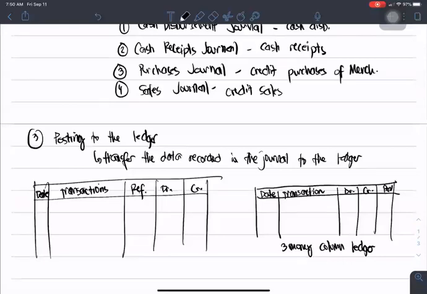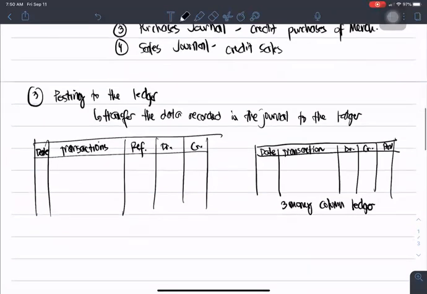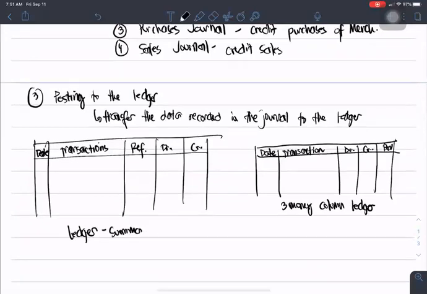When we say we transfer the data recorded in the journal to the ledger, we transfer the recorded data by placing the amount or the transaction also in the ledger. Remember, I told you before that a ledger is like a summary of the different transactions pertaining to a particular account.